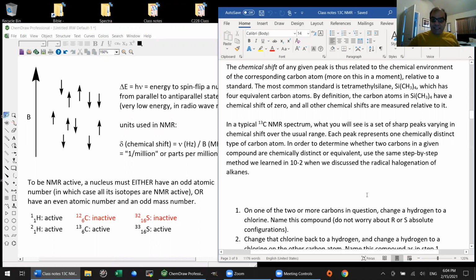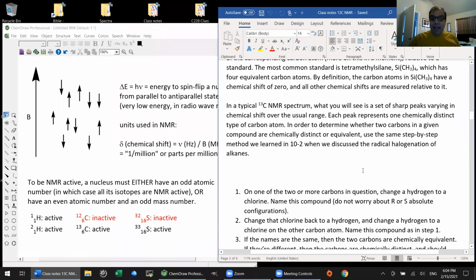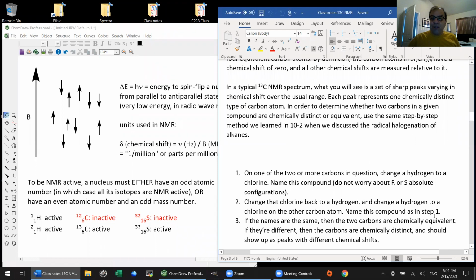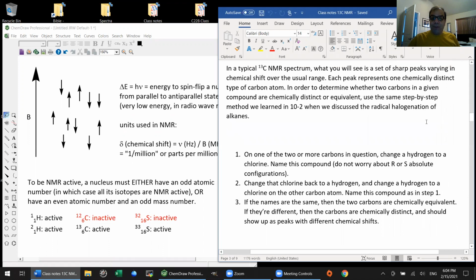So the nice thing about carbon NMR spectra is that in general, what you get is a set of nice sharp peaks, and one for each chemically distinct type of carbon atom. And I've left in your class notes here a step-by-step method that you can use when looking at a structure to know whether any 2 carbon atoms are chemically equivalent or not. So we talked about that back in chapter 10, and it still works just as well here.